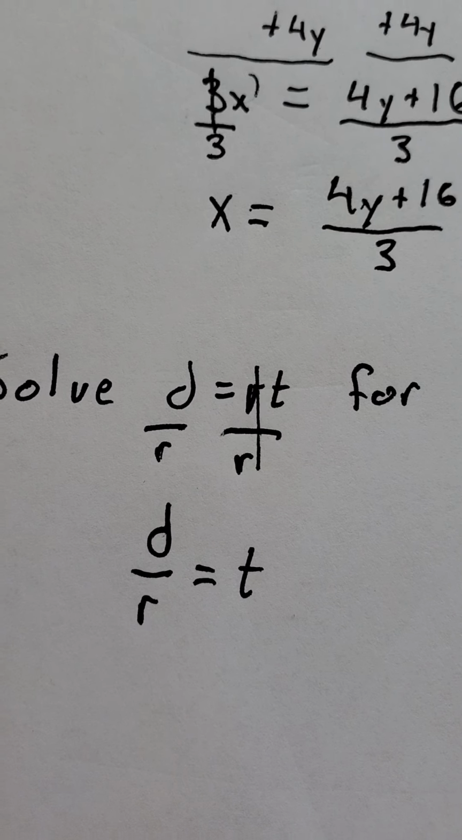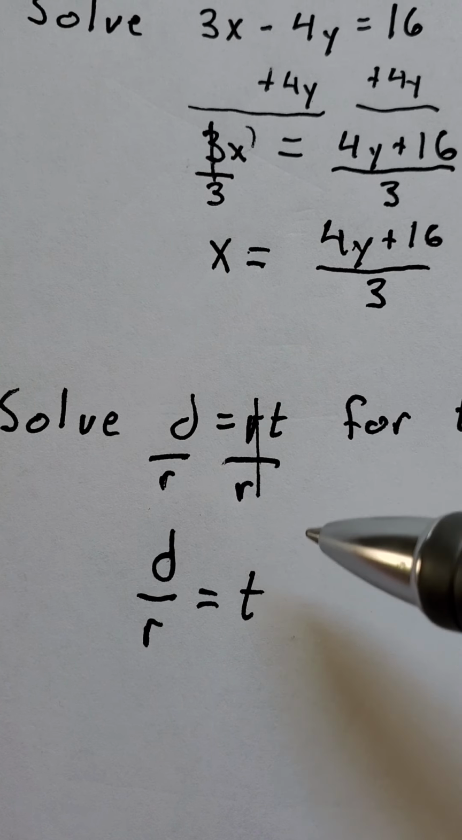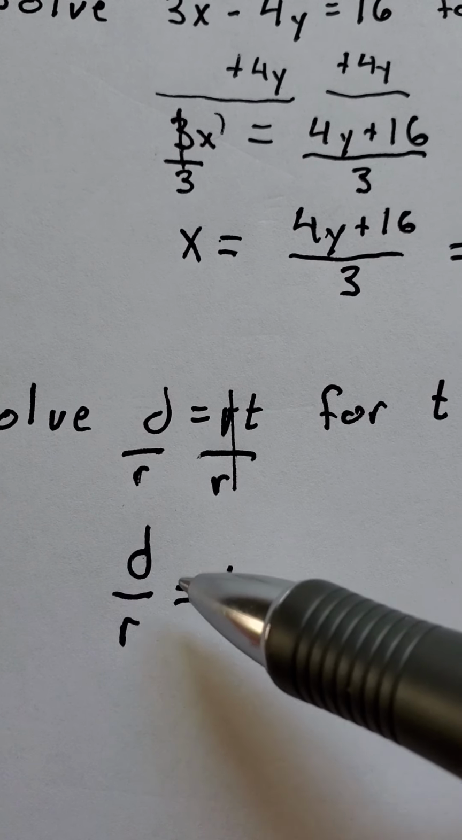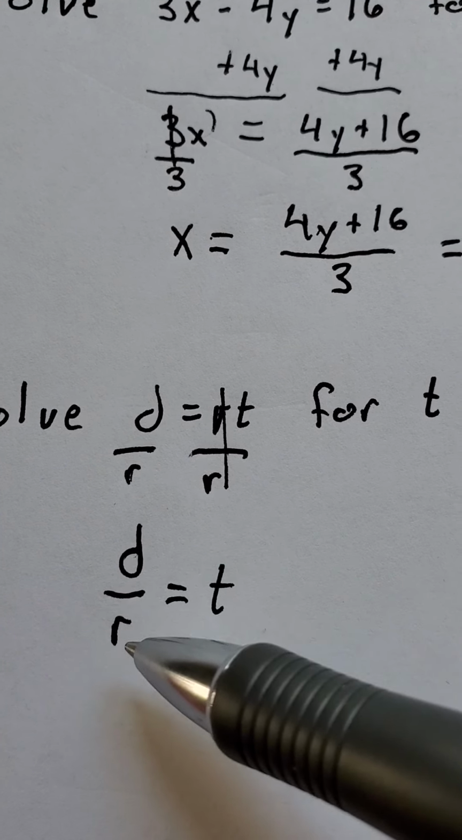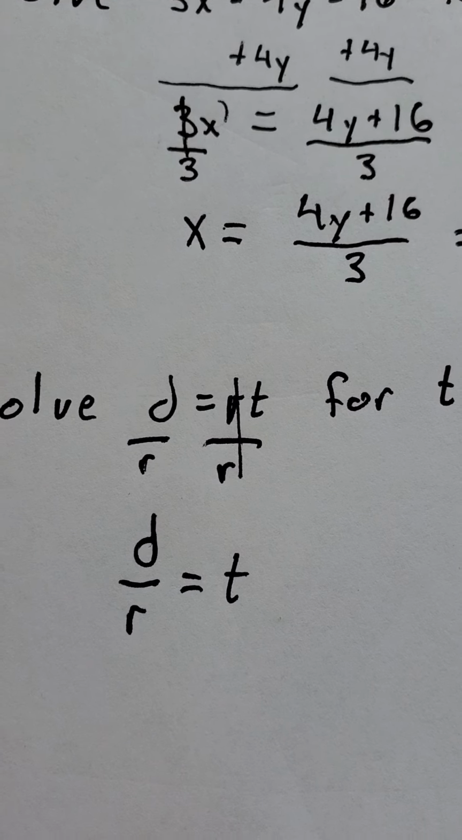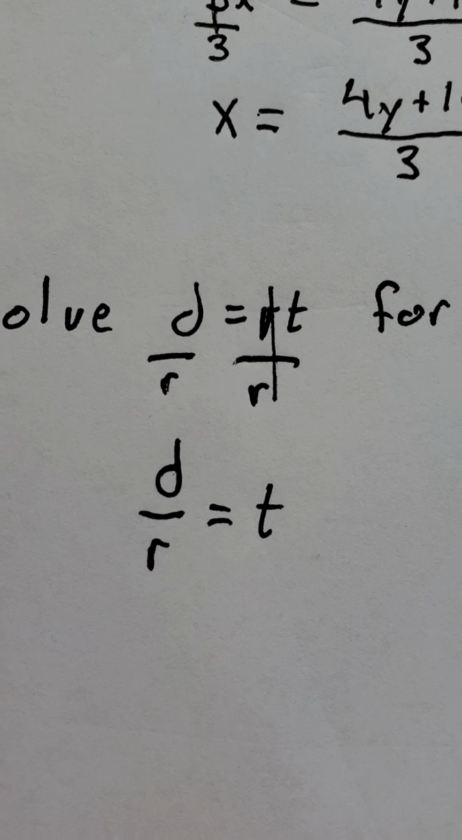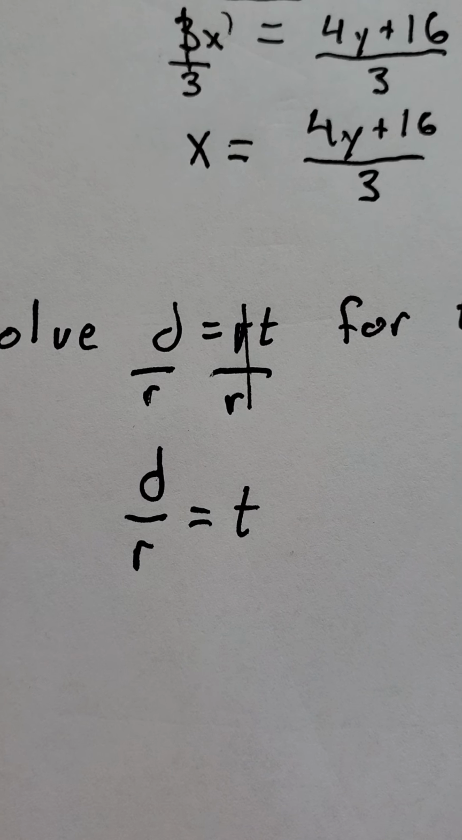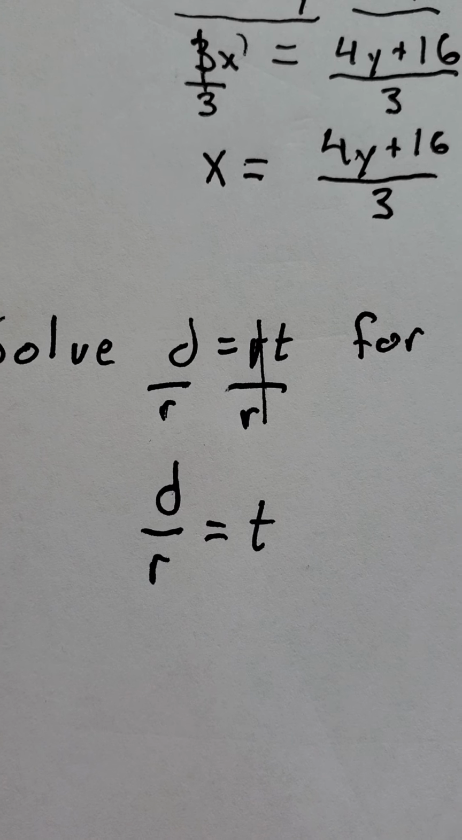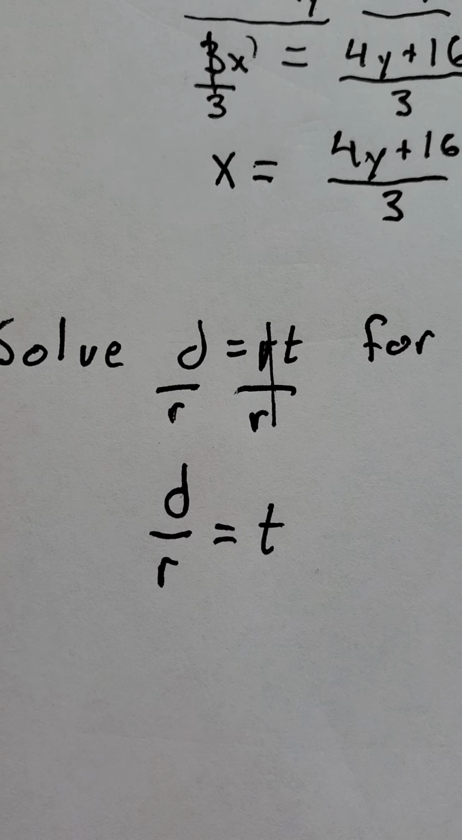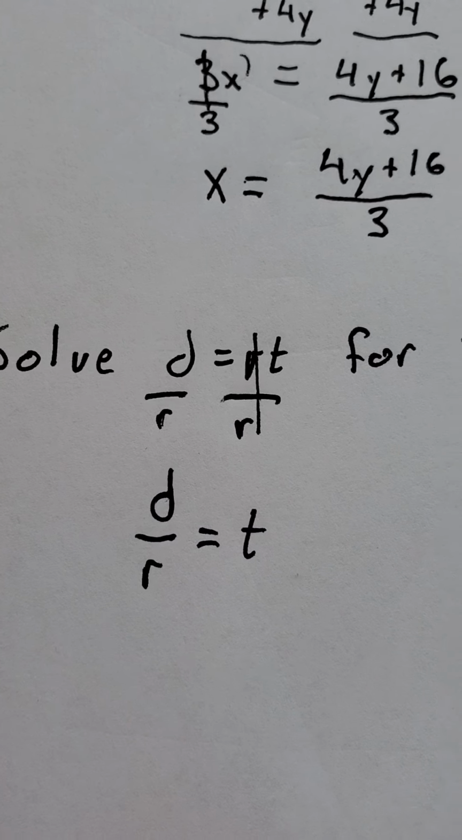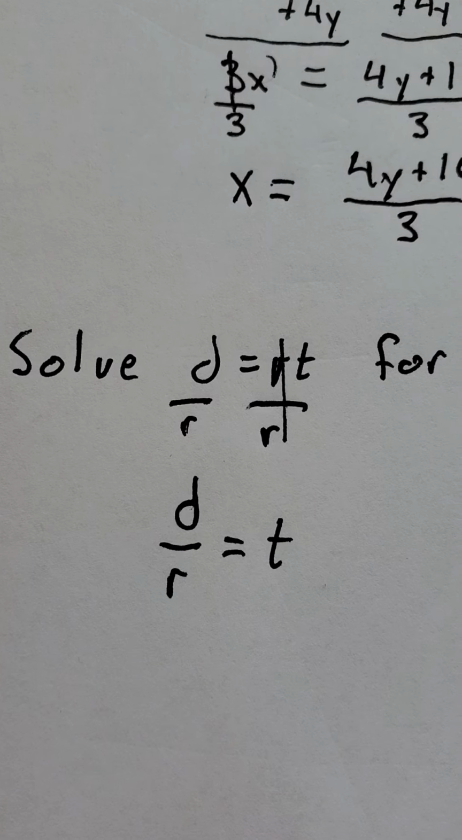And once we do that, we're completely done. The t is isolated. It's all by itself. There's no way to reduce this d over r. So that's it. The problem is finished. You stop right here. The t is isolated, and there's no way to simplify the other side. So that is the answer to the problem. So all we had to do was divide both sides by r on that problem.